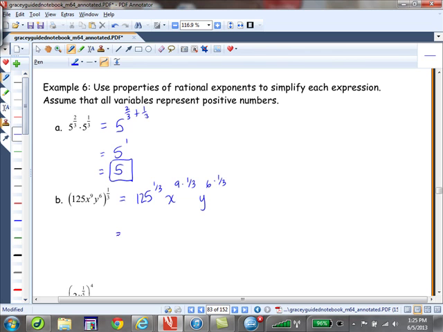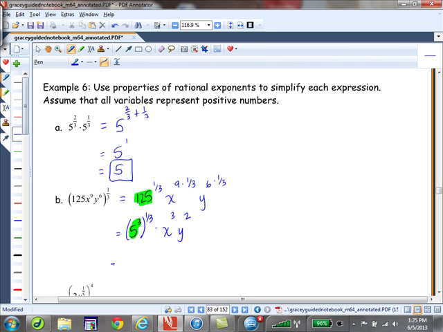So this one, 125 to the 1/3, you can either think of that as the cube root of 125. You might recognize that 125 is 5 cubed. You're raising that to the 1/3. So this here, 125 is 5 cubed. And then this x, 9 times 1/3 is 3. And then 6 times 1/3 on the y will be 2.